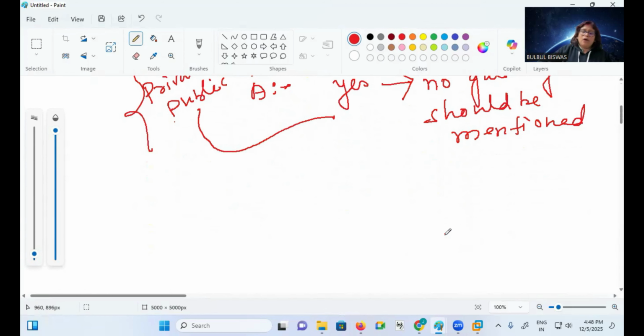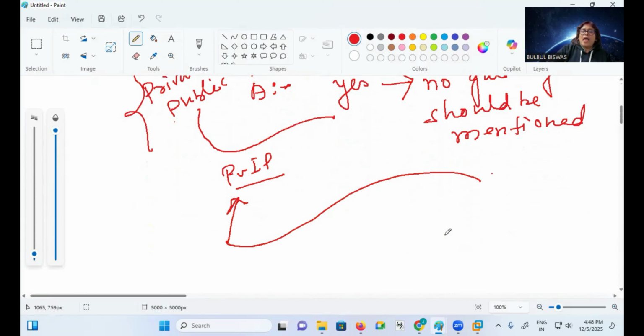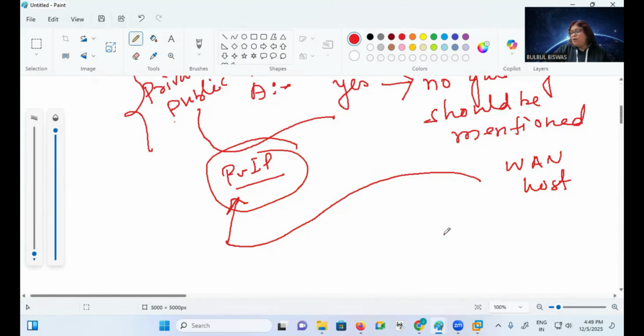Am I clear? Suppose in your LAN, you give a public IP to your host and you are trying to communicate with it. But as the gateway is open, it may be redirected to another WAN host. So that's why, when we use a public IP on our LAN host, we should not mention any gateway to our host.